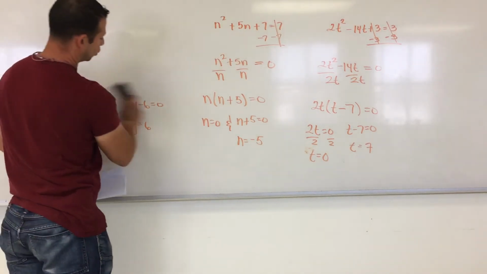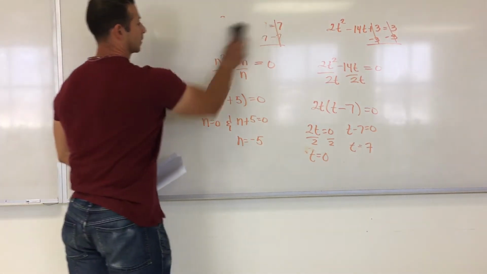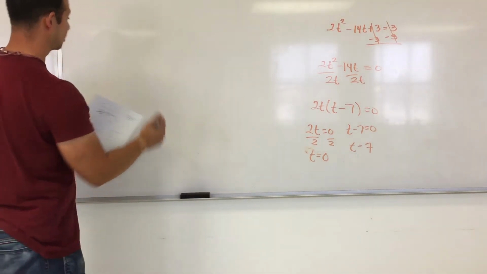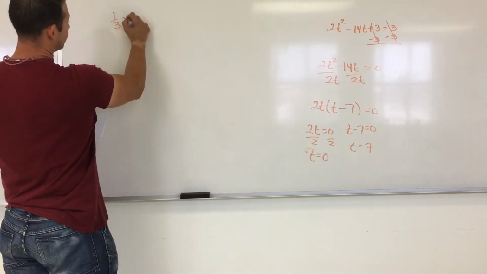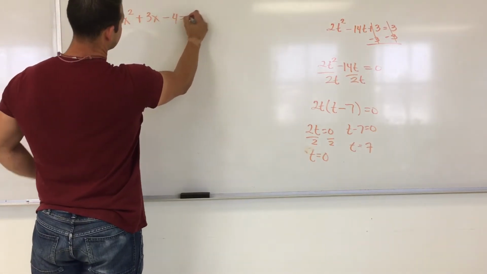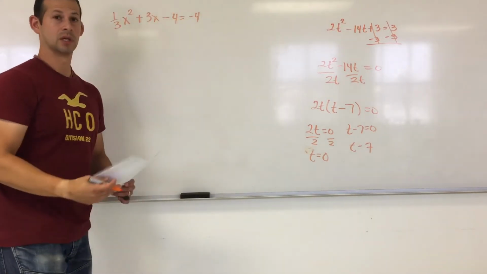I want to go ahead and do one more that kind of stumped you guys. And it's a fraction problem. You have 1/3 x squared plus 3x minus 4 is equal to negative 4.